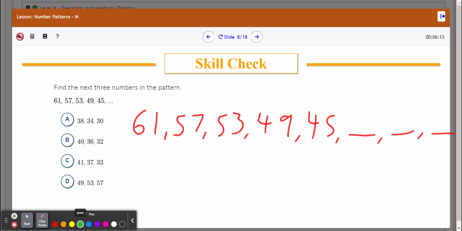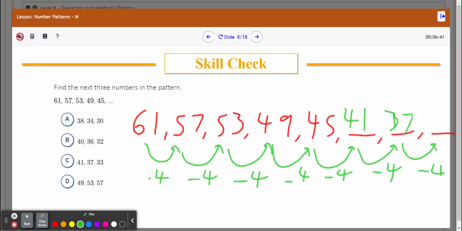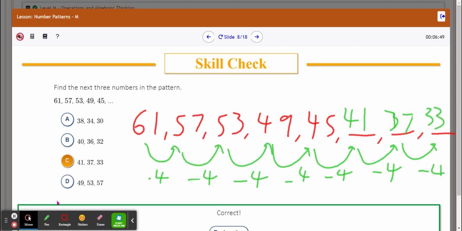To get from 61 to 57, I'm going to say minus 4. Now, let's see if that keeps working out. 57 minus 4 is 53. That works out. 53 minus 4 is 49. That works out. 49 minus 4 is 45. So I've established my rule. What am I going to do? I'm going to subtract 4 for the next 3 numbers. 45 minus 4 is 41. 41 minus 4 is 37. And 37 minus 4 is 33. So my next 3 numbers in the sequence would be 41, 37, and 33.